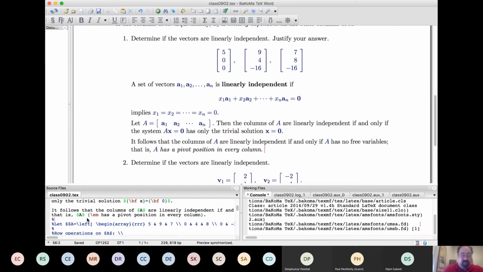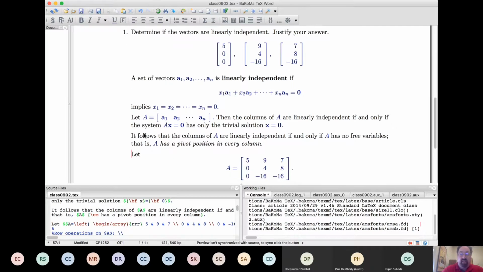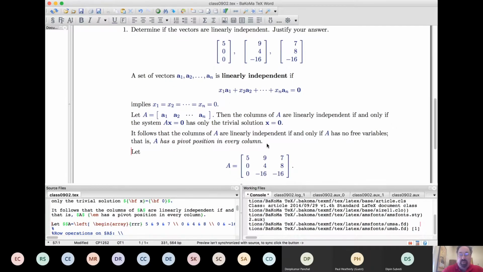So to illustrate that on these vectors, I go ahead and put these vectors in a matrix, one vector for each column.